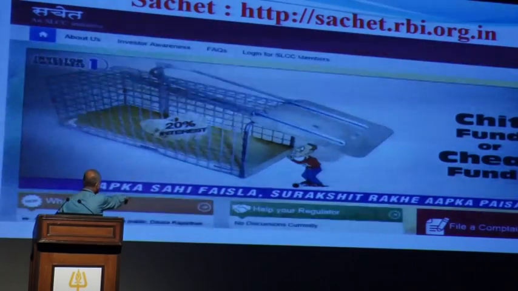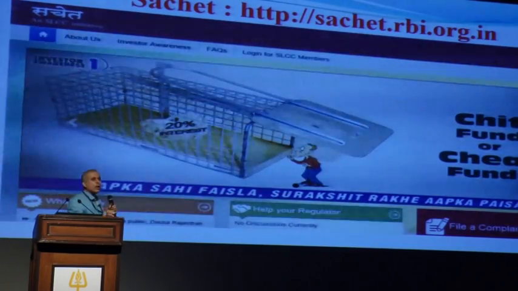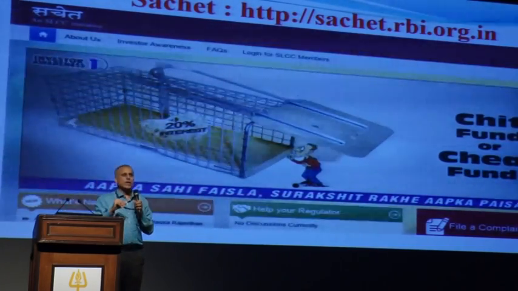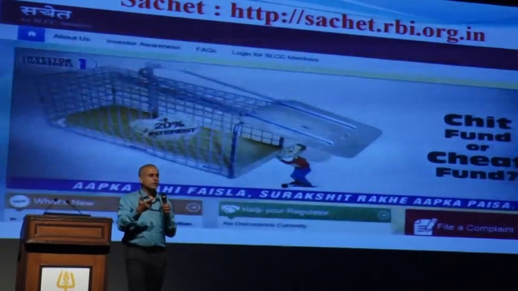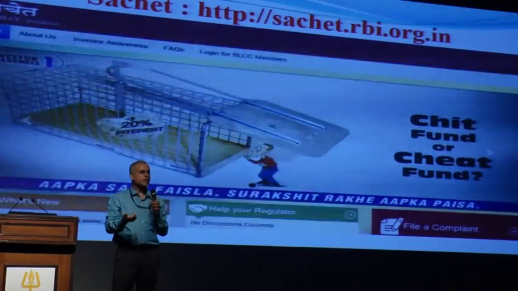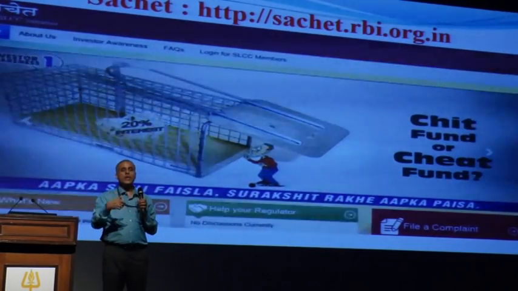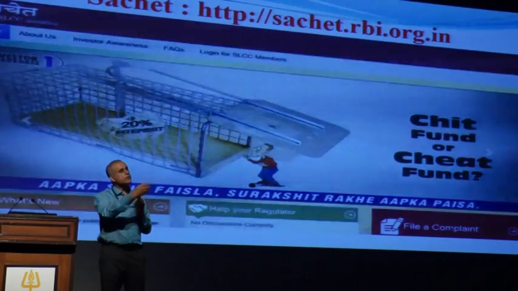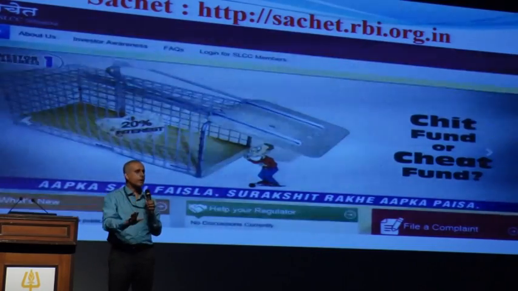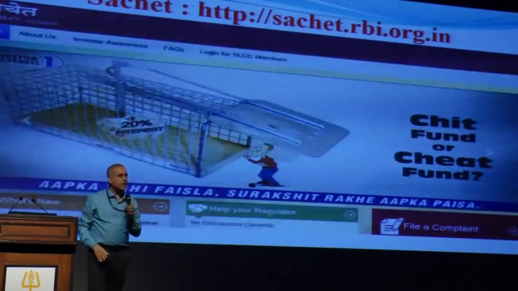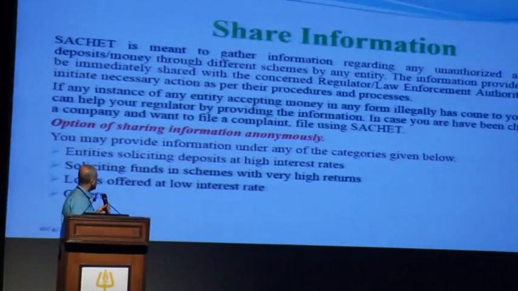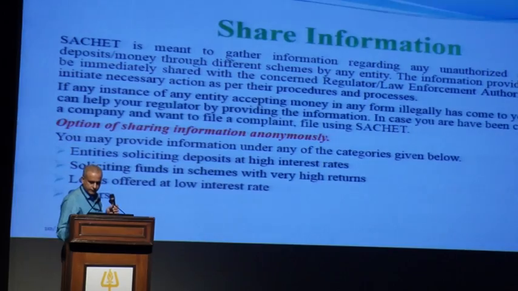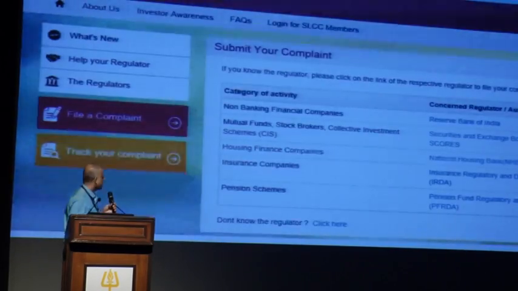Then here, help your regulator. Here you can lodge whatever information you are gathering. If you find that somebody is running a scheme promising huge returns, somebody is lending at a very low interest rate, or somebody is dwelling into a very risky venture, all this information you can voluntarily provide. You don't have to disclose your name, so that action can be taken at the regulatory end. This is basically to share information and there is no need to disclose your name.